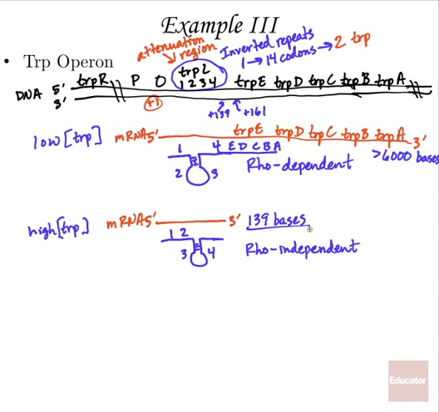Okay. Now, one thing important to mention is that when we have this high tryptophan concentration, the repressor will bind the operator sequence, leading to no transcription. Up here, when we have low tryptophan concentration, the repressor does not bind the operator sequence, which leads to transcription.